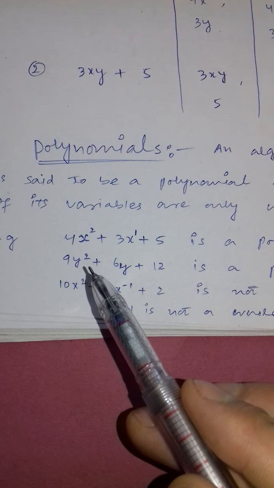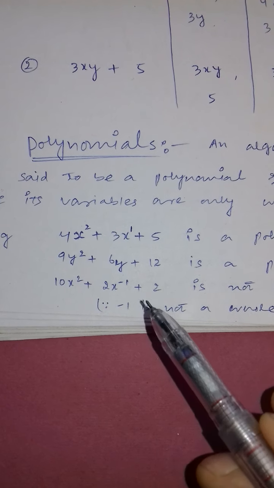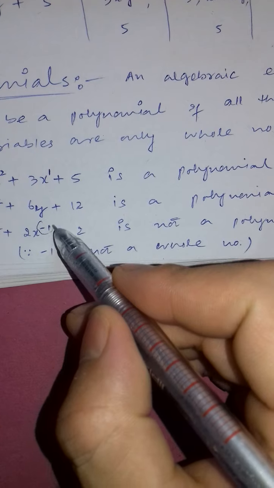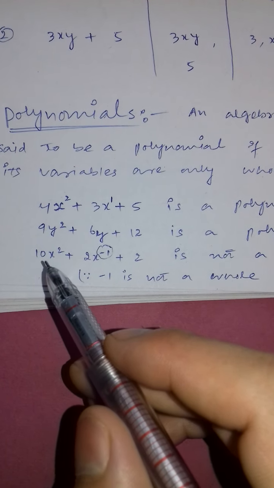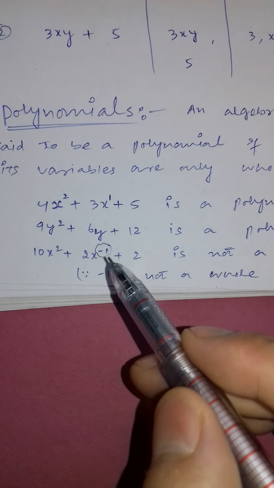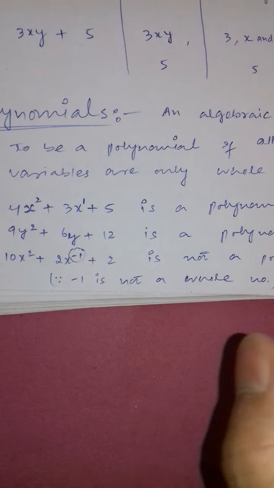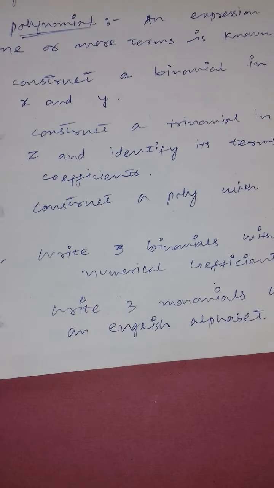Before taking the second expression, we will take the third one. 10x square plus 2x raised to power minus 1 plus 2. Here minus 1. Here minus 1. This minus 1 is not a whole number. So it means 10x square plus 2x raised to power minus 1 plus 2 is not a polynomial. I hope you got it. Okay. One more.